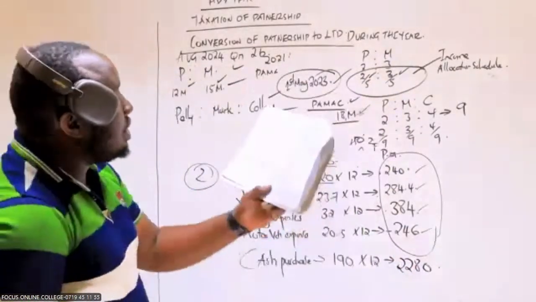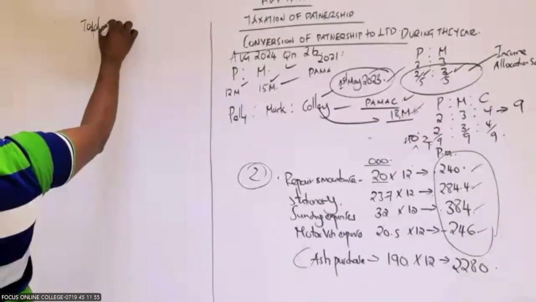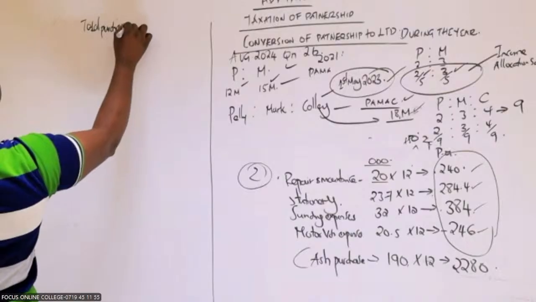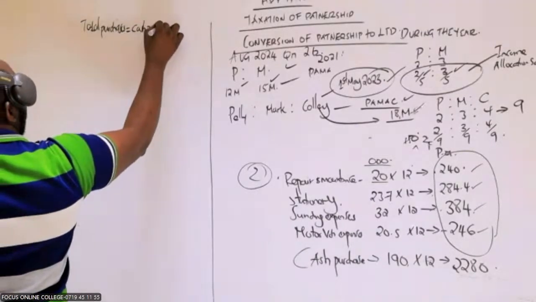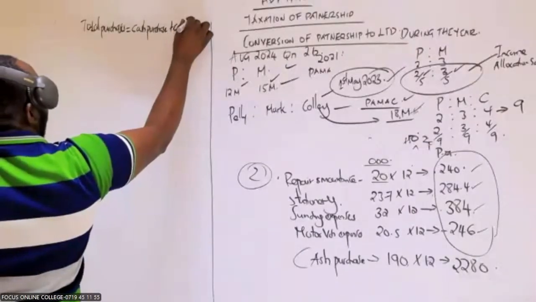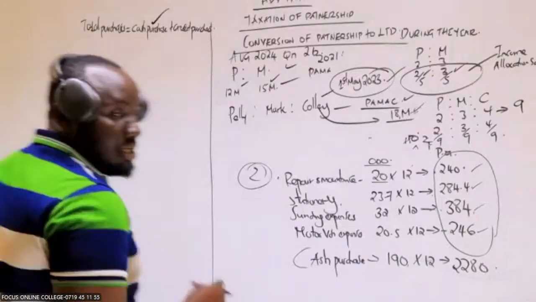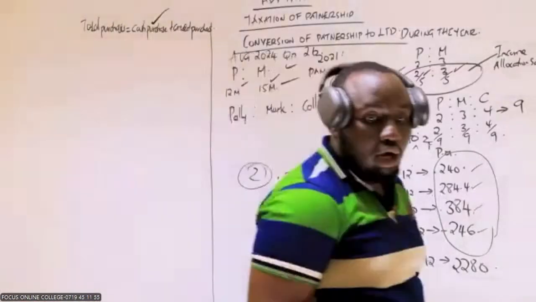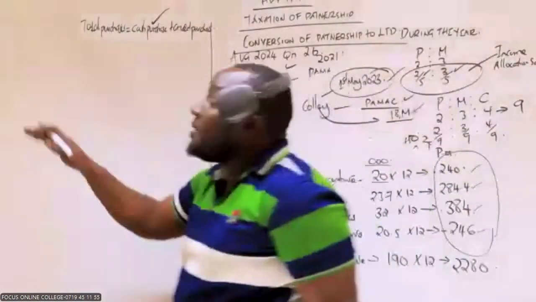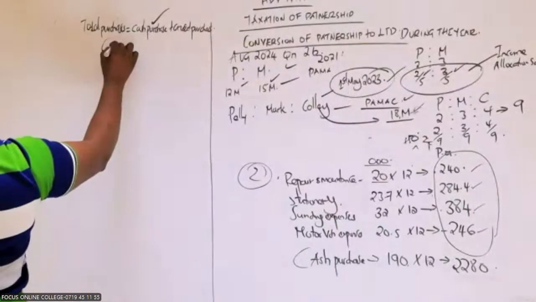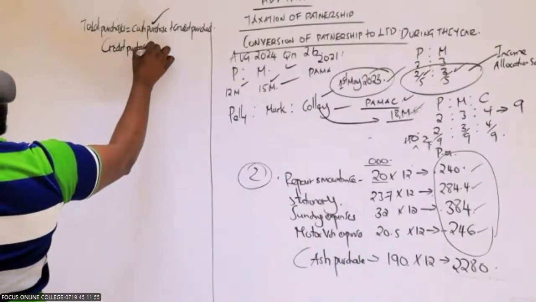So back to additional information number 1. Look up. The total purchases is equal to the cash purchase plus the credit purchase. I already have the cash purchase. So what am I looking for? I'm looking for the credit purchases.